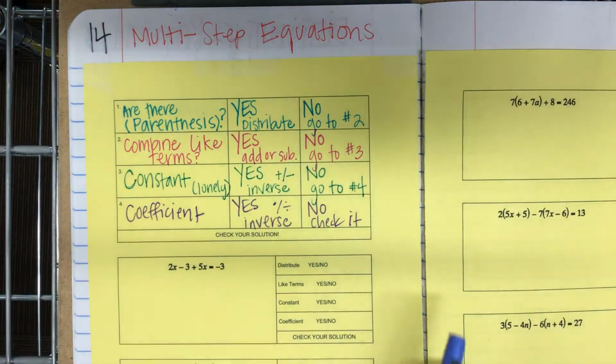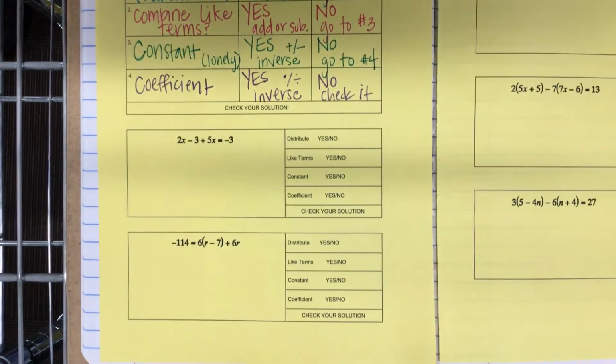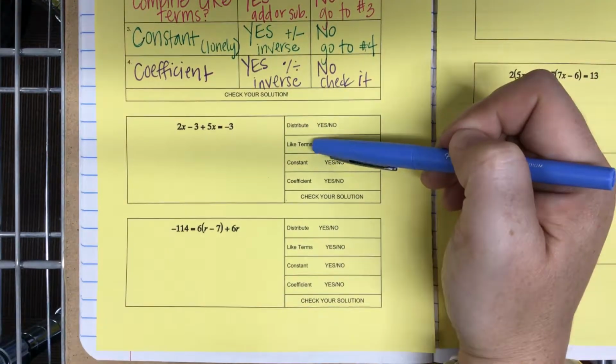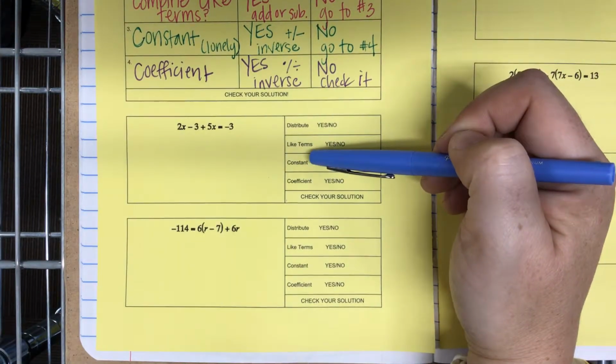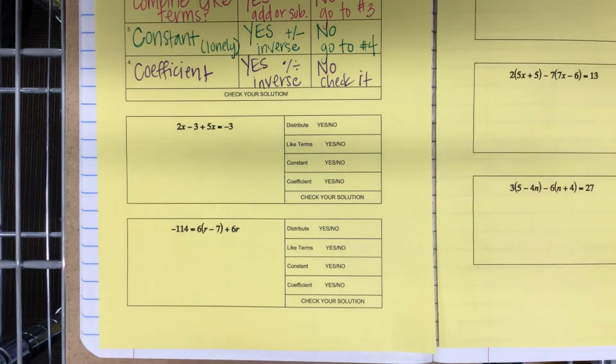All right, here we go. I have the steps written right next to it. We're going to walk through. Here they are in order. Number 1 is distribute. 2 is like terms. 3 is constant. 4 is coefficient. Yes? Here we go. Number 1.